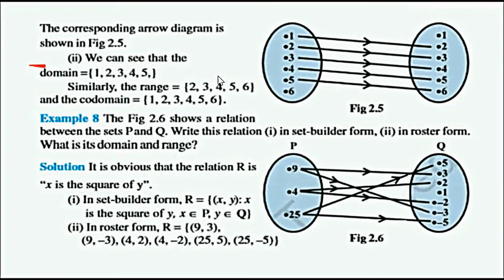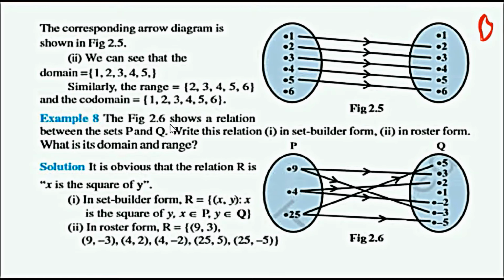We can see that the domain is 1, 2, 3, 4, 5; 6 will not be included in the domain. So all the elements of the first set which are included in the relationship form the domain. What about the range? You see in the second one, this one is not taken. So all the elements in the second set which are taken in the relationship form the range. So the range will be 2, 3, 4, 5, 6. What about the codomain? The codomain is the whole set. This B set, you can say, is the codomain.